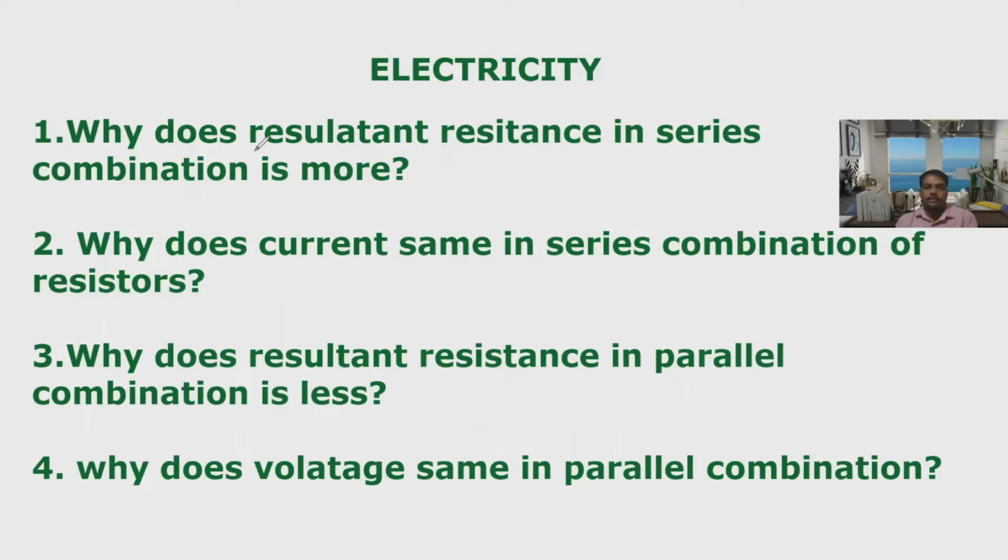Why is the resultant resistance in series combination more? Why is the current the same in series combination of resistors? Why is the resultant resistance in parallel combination less? Why is the voltage the same in parallel combination? Let's try to find the answers for these questions.